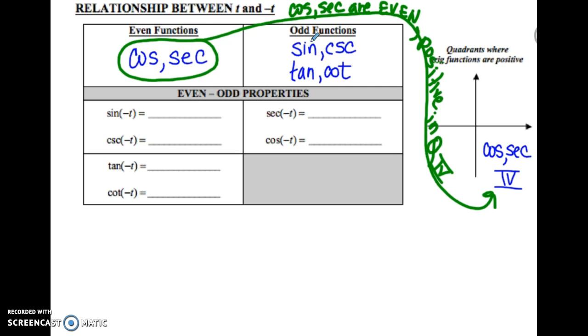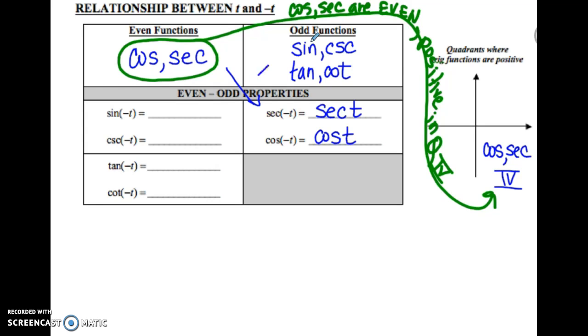So our even functions, what that means is that if we plug in a negative t for t, and we do the operation, what we end up with is the same value as the secant of positive t. So we get the same function back when we plug in negative t. The same with cosine. When we plug in negative t, we get back out cosine of positive t.